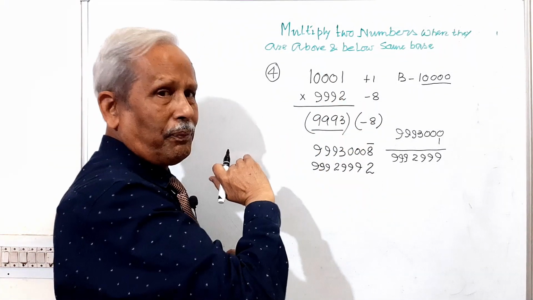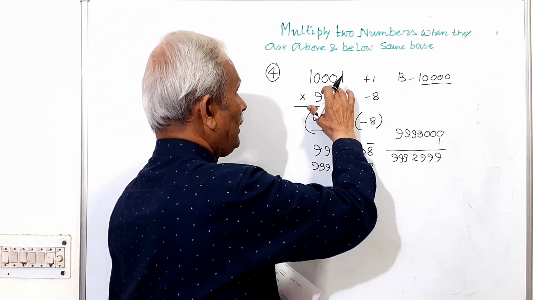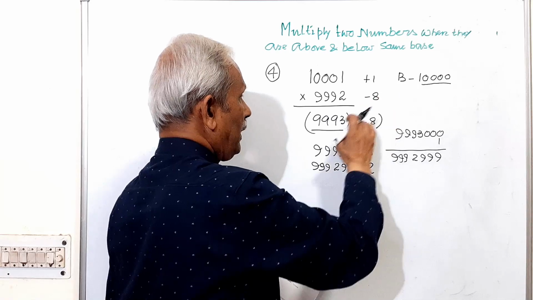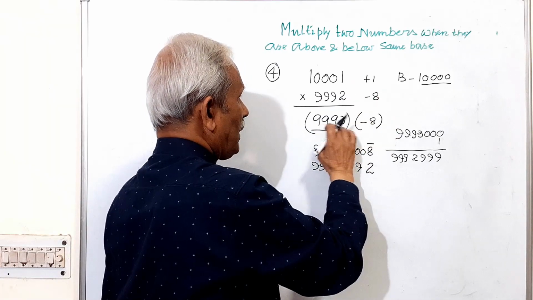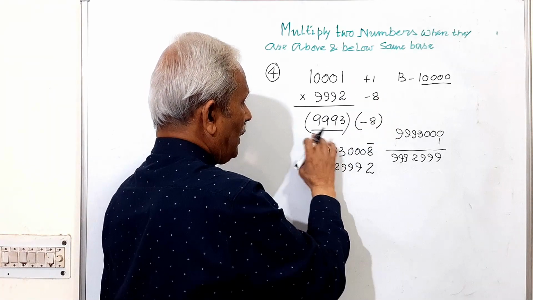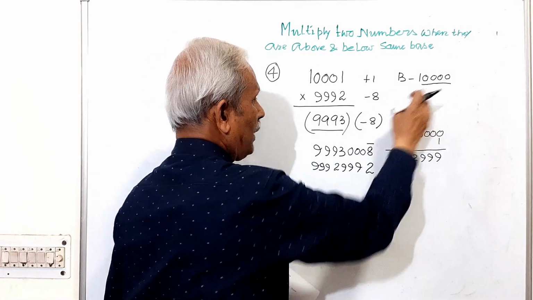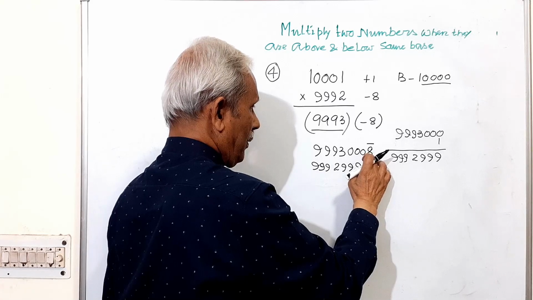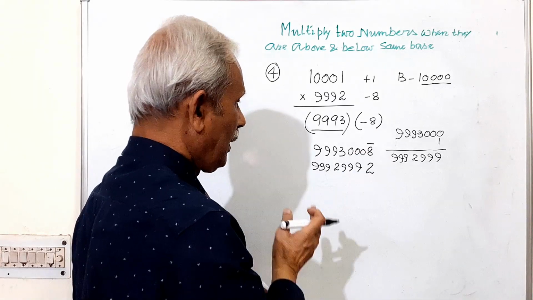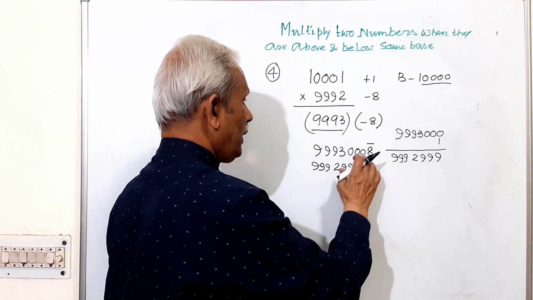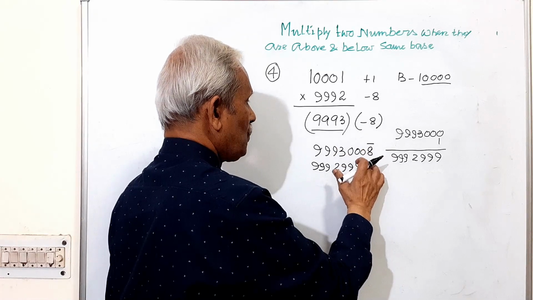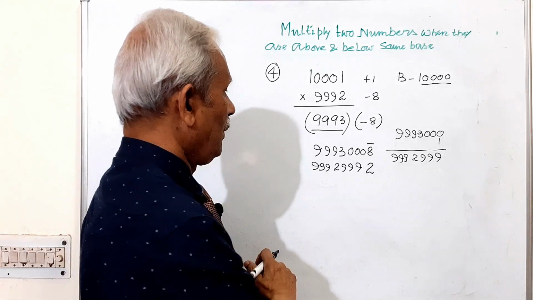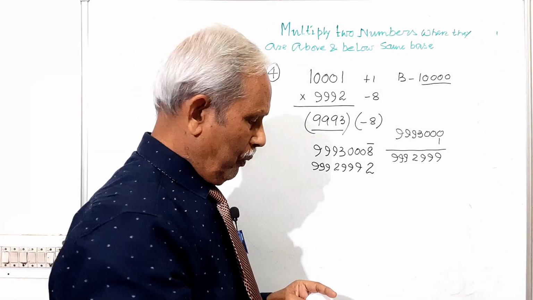10,001 times 9,992. Base is 10,000. 10,001 minus 10,000 is plus 1. 9,992 minus 10,000 is minus 8. So cross addition, it becomes 9993 and minus 8. So 9993, since there are 4 zeros here, we'll write 3 zeros and 8 bar. Now this bar is to be converted into a normal number. For that we reduce it from 10, it becomes 2, and the rest of the number is reduced by 1. So this becomes the answer, 99929992. I hope you have followed it.